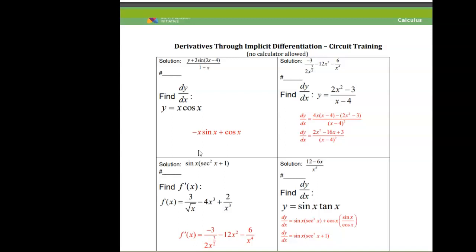All right, so once you simplified and worked through number 1, you should have gotten negative x sine x plus cosine x. And again, I'm not going to go in the order that the circuit's numbered. I'm just going to go through the answers so you can check your work in that box. So then the next answer over here, you had dy/dx equals (2x squared minus 16x plus 3) all over (x minus 4) squared.